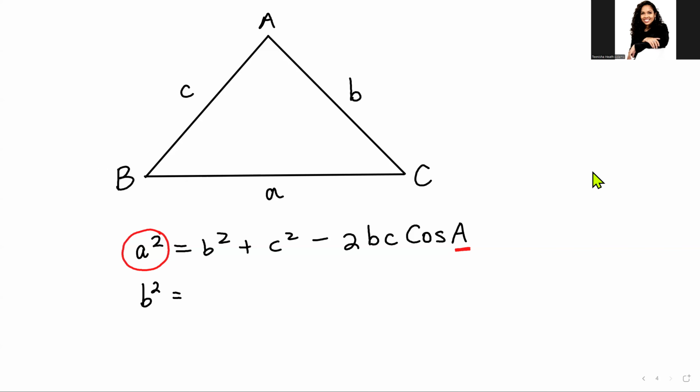Where's Zaydan? All right. Aaron, you there? Aaron is muted. Yes, miss. Okay, yes, Aaron. How would I manipulate the formula to make B squared the subject instead? What would be the changes in the formula? A squared plus C squared, minus 2AC cos B. Good, thank you. Right, so again, whichever one you're trying to find, that's the cos that you're going to use.